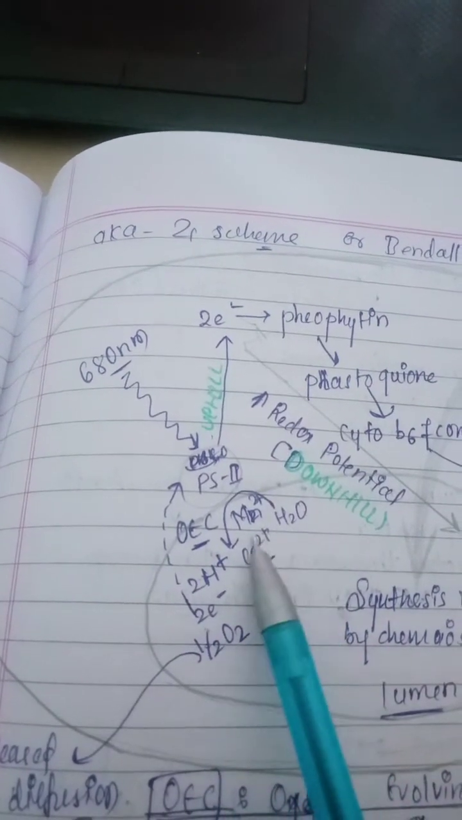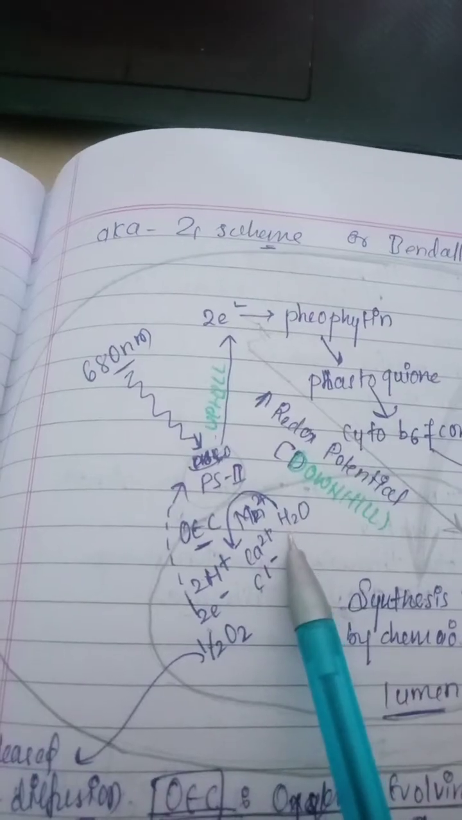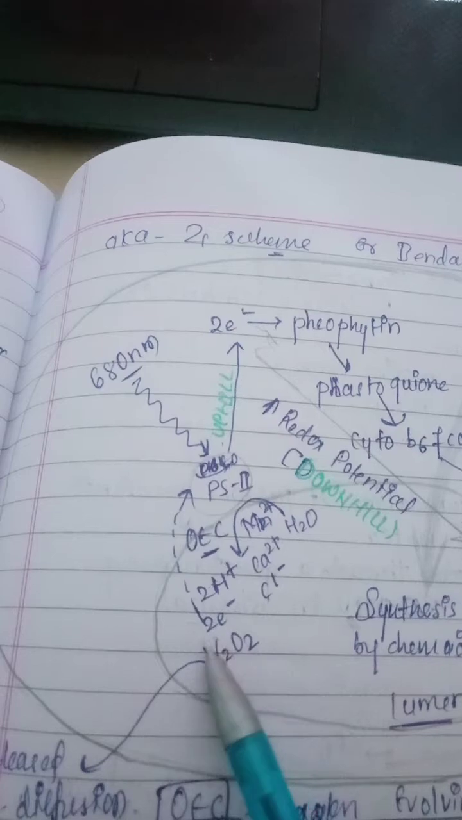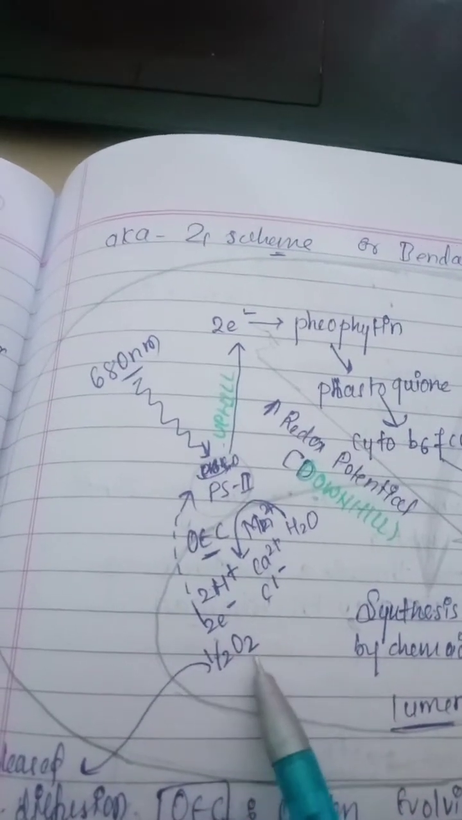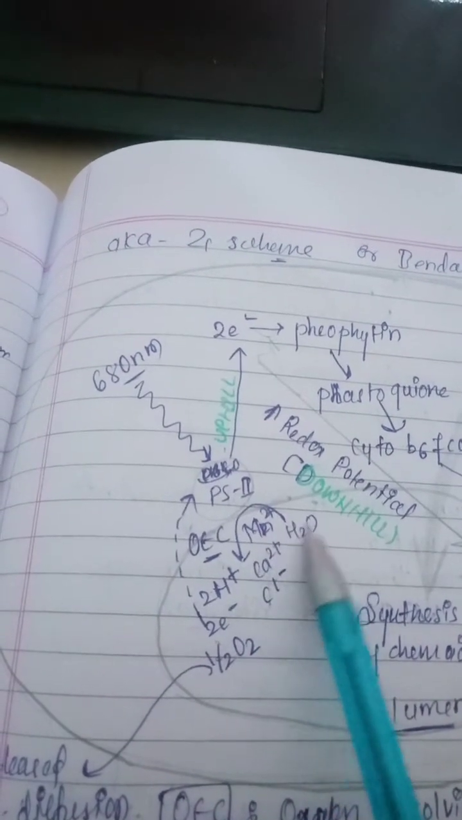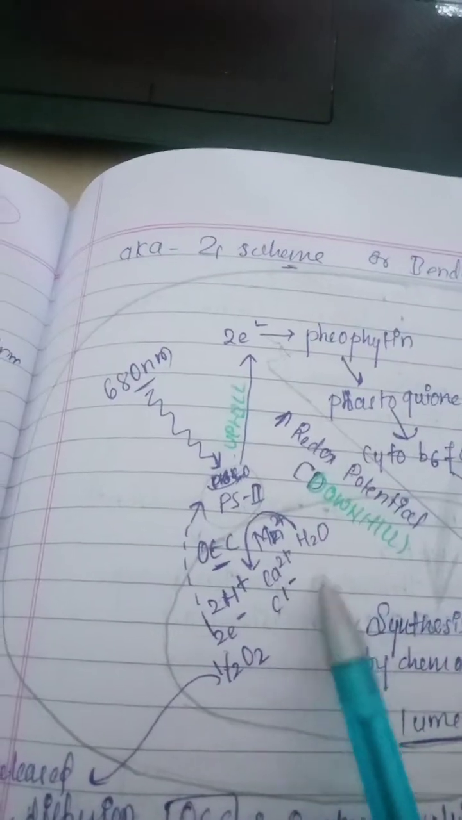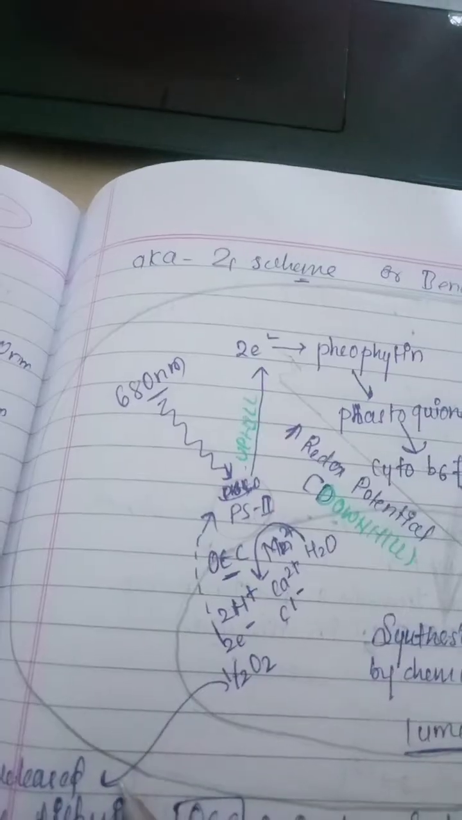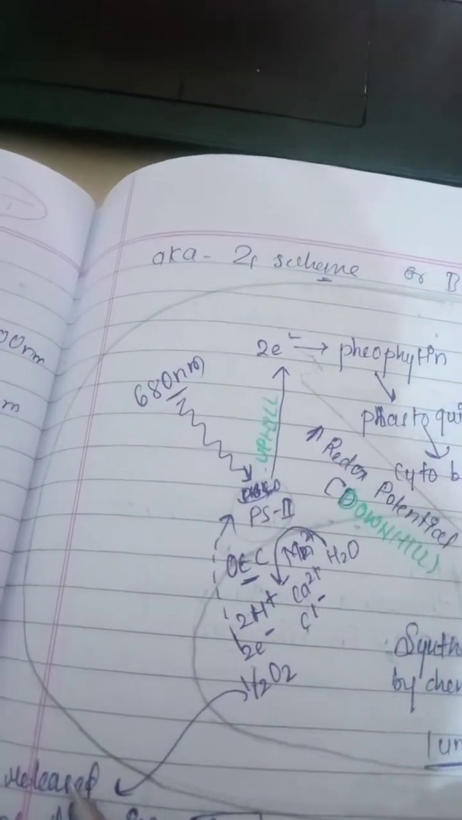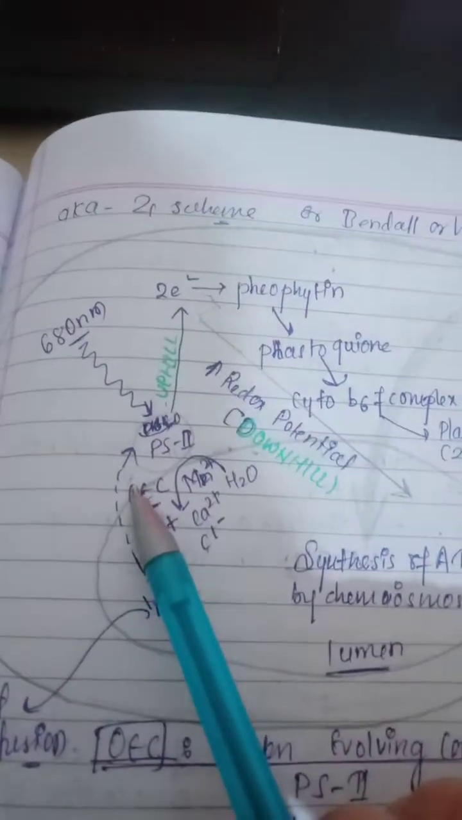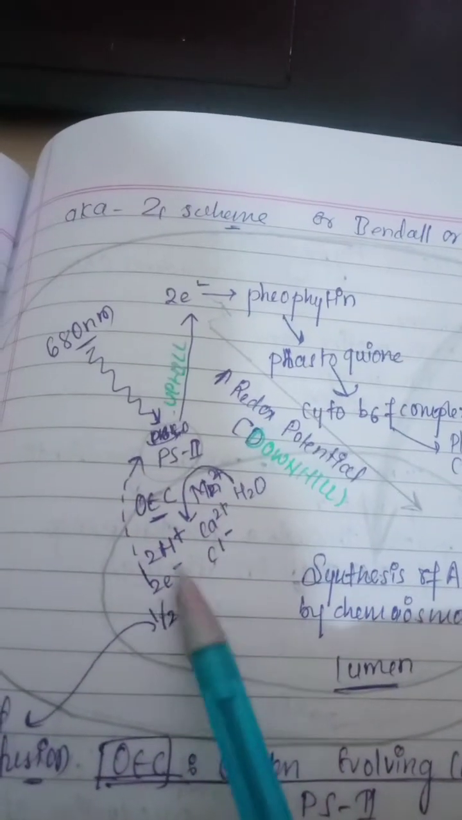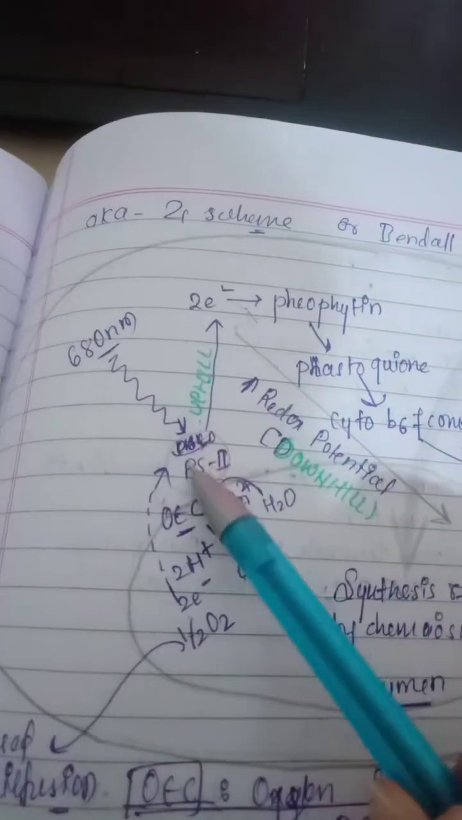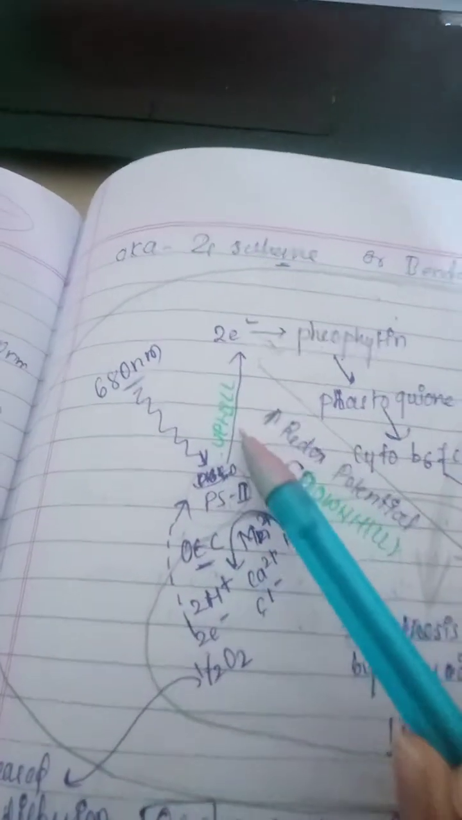H2O is used, and it is converted into 2H plus, 2 electrons, and half of oxygen. Mn2 positive, Ca2 positive and Cl minus are used in this process. Now this half reaction releases by diffusion, and this electron is transported here uphill. This is an uphill reaction.